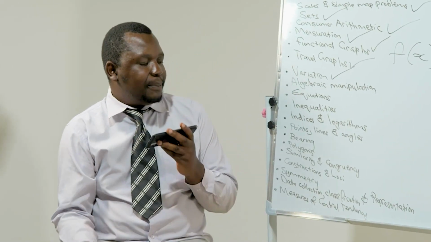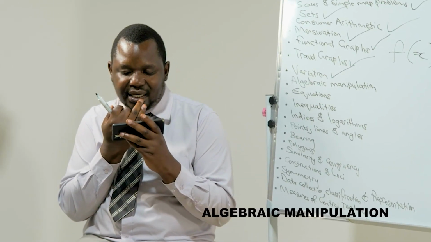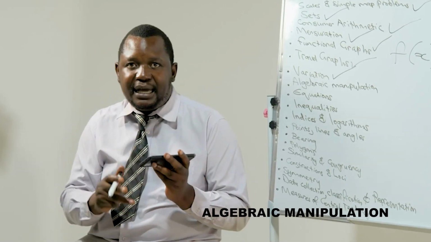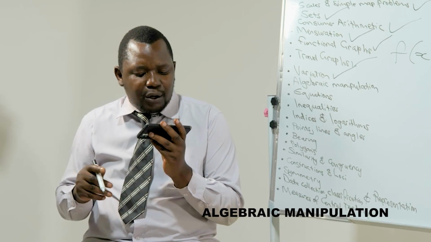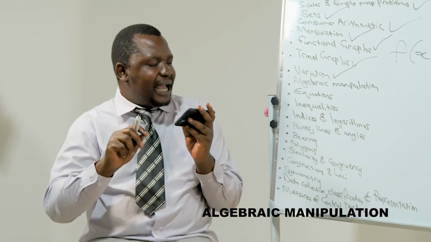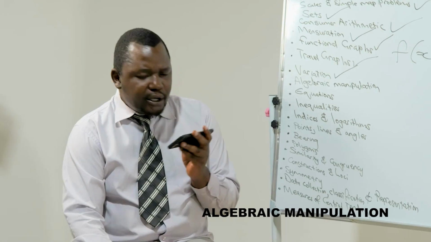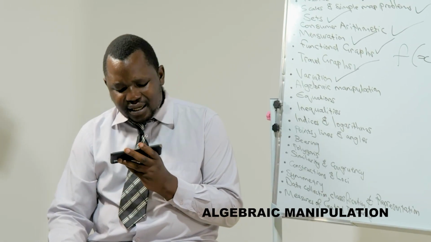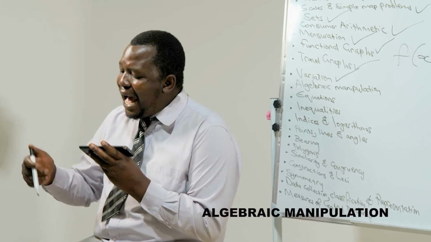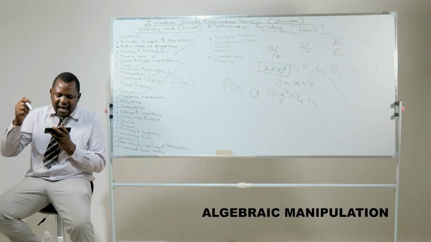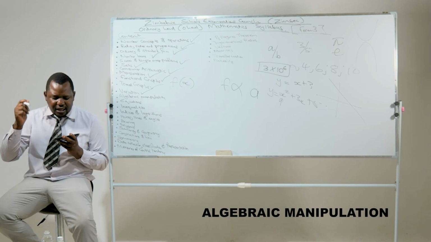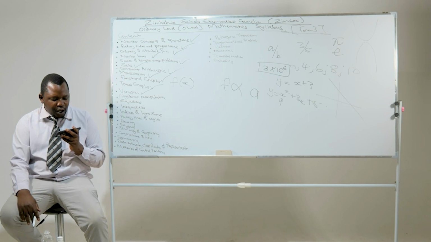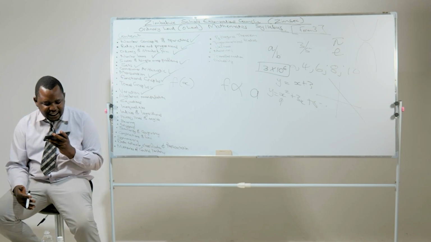Next concept, algebraic manipulations. Right, algebra is the use of letters to represent numbers in mathematics. So we need to know how to manipulate algebraic expressions. Under our objectives, first and foremost, we are required to find the highest common factor and the lowest common multiple of algebraic expressions. We need to simplify algebraic fractions.